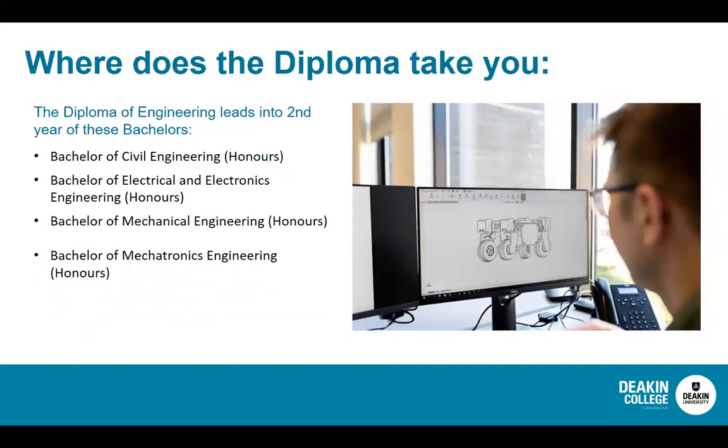So where does the diploma take you? The Diploma of Engineering offers a pathway into second year at Deakin University in the following bachelors: the Bachelor of Civil Engineering with honours, the Bachelor of Electrical and Electronics Engineering with honours, the Bachelor of Mechanical Engineering with honours, and the Bachelor of Mechatronics Engineering with honours.